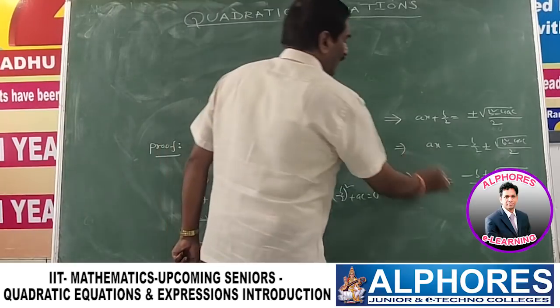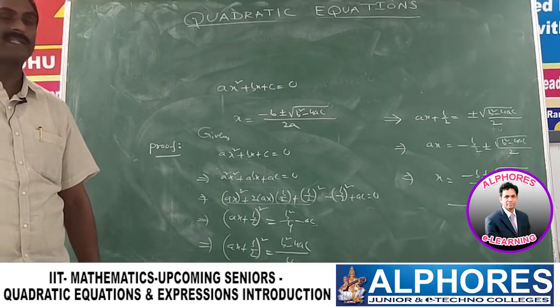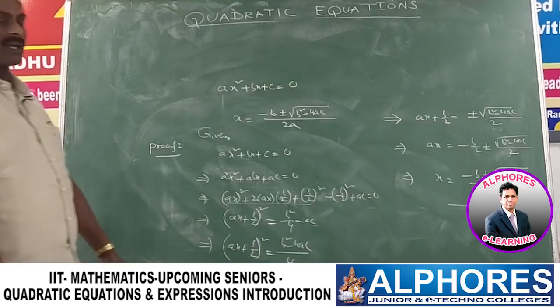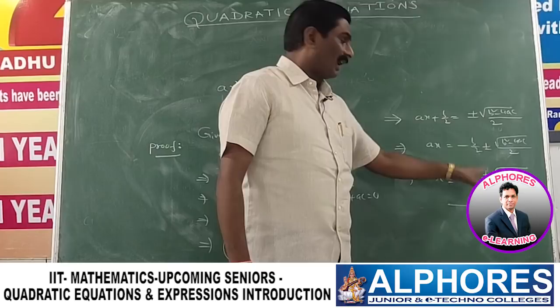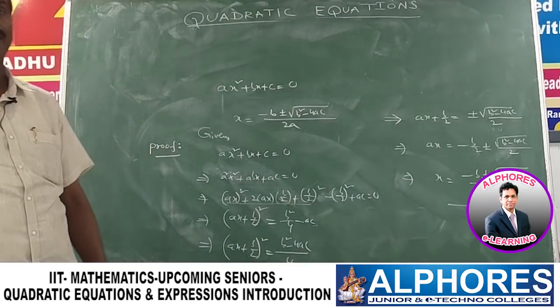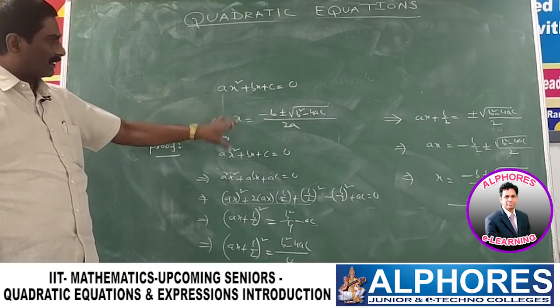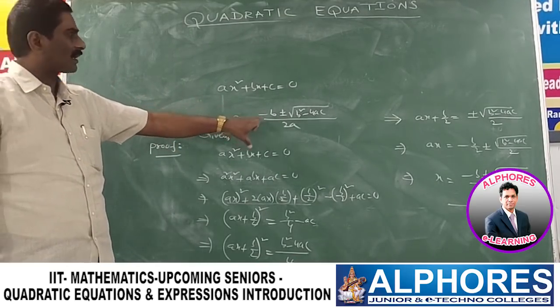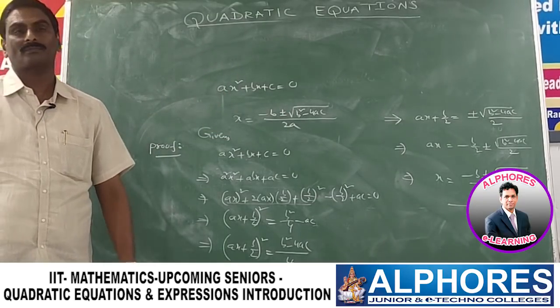So finally we get x is equal to minus b plus or minus root over b square minus 4ac by 2a. That means one root is minus b plus root over b square minus 4ac by 2a and the other root is minus b minus root over b square minus 4ac by 2a. In the quadratic equation we get two roots, they are minus b plus or minus root over b square minus 4ac by 2a. It is the proof.